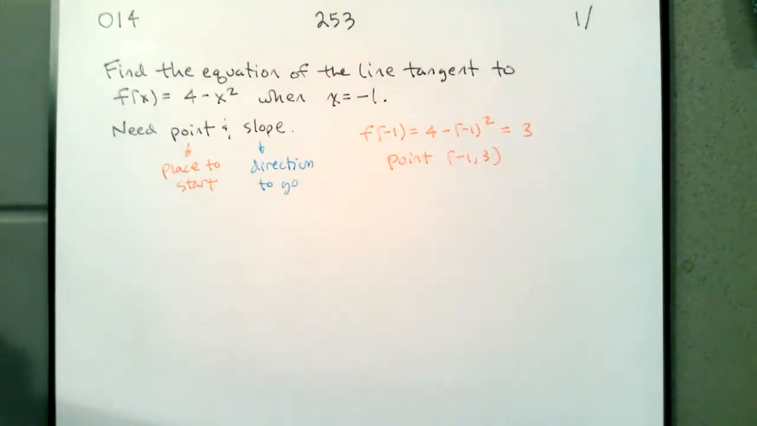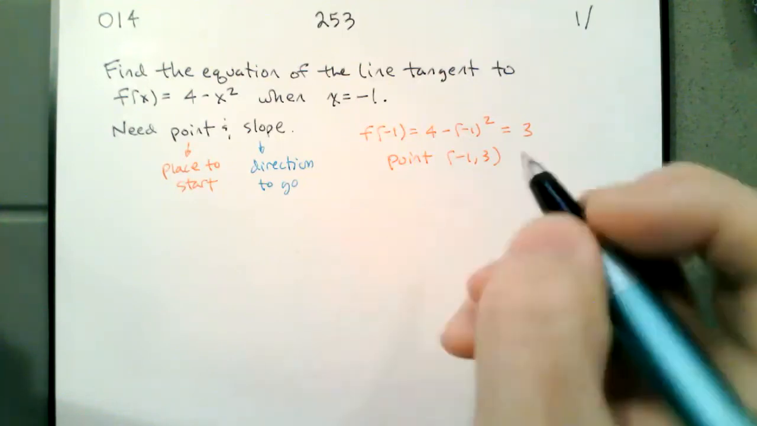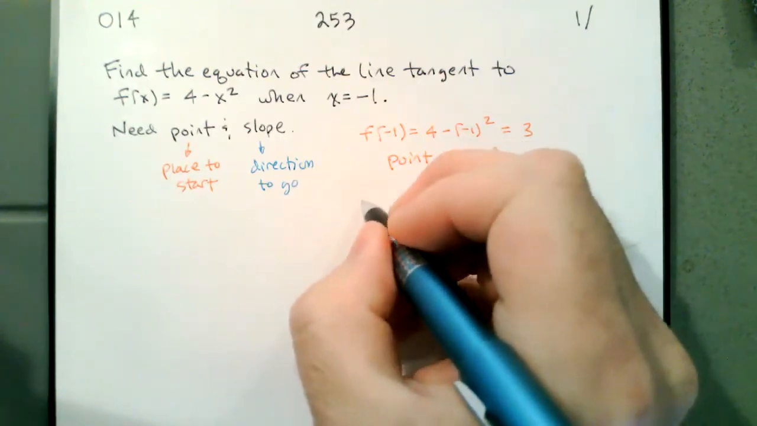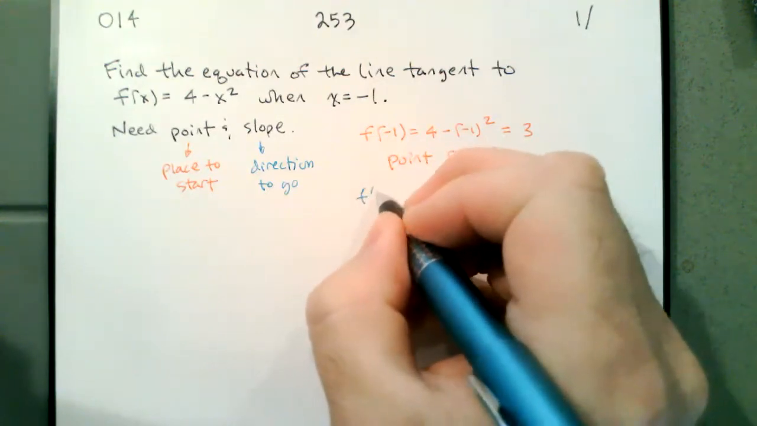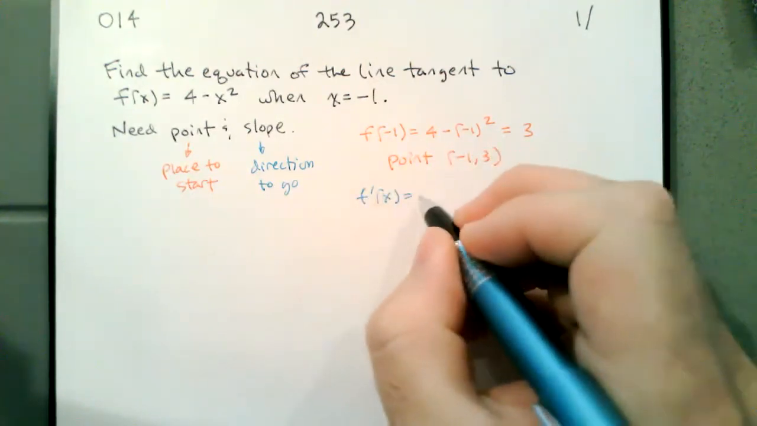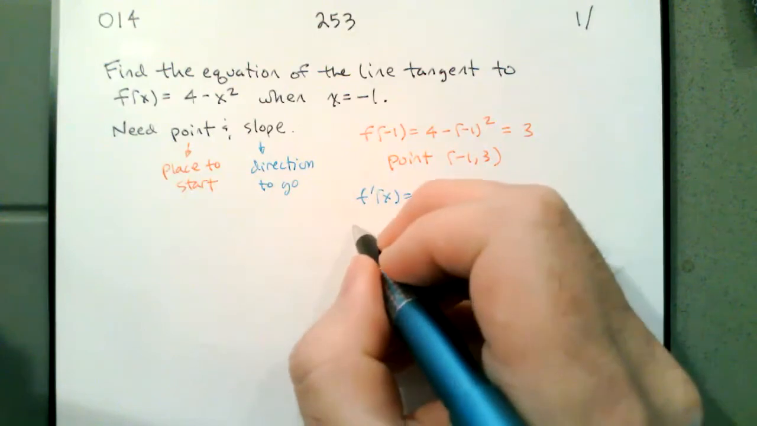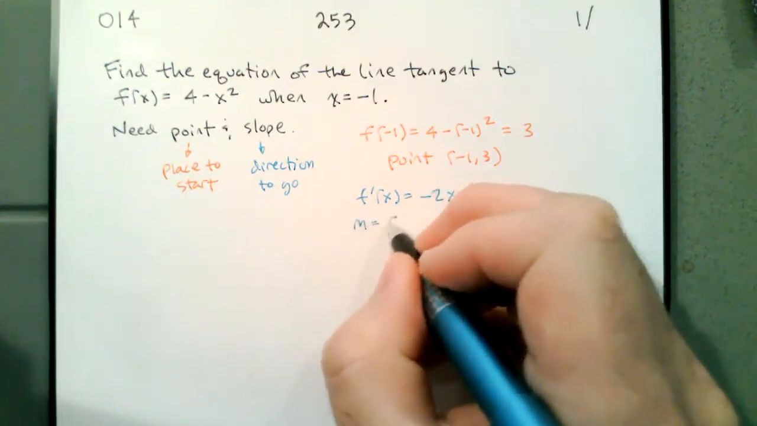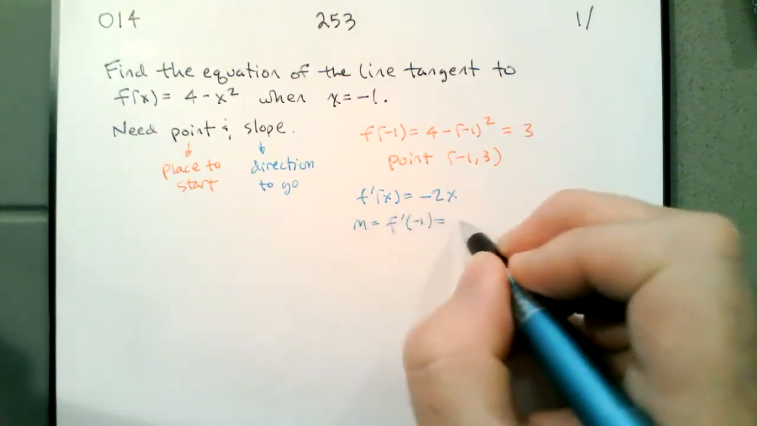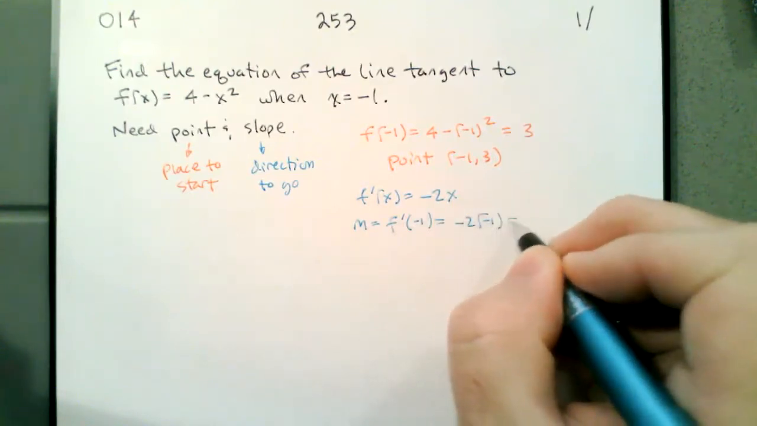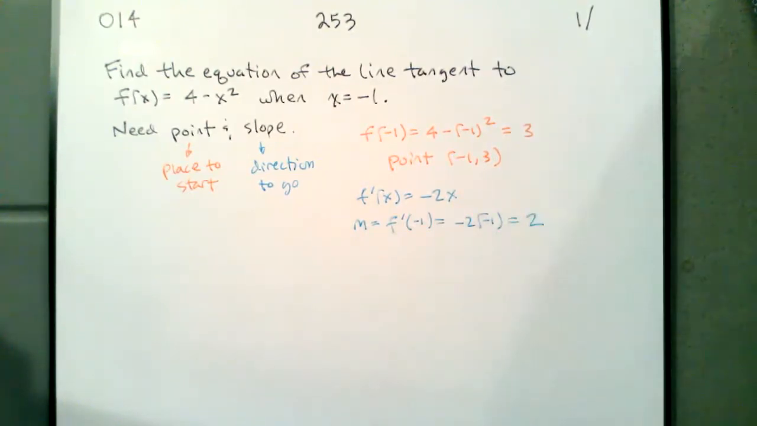Now the next thing that we need is a direction to go. For that, since this is calculus, we get to use the derivative. So for our direction to go, we'll take the derivative f prime, which will be minus 2x. And then the slope will be f prime at -1. So the slope is f prime at -1, -2 times -1, which is 2, last time I checked.